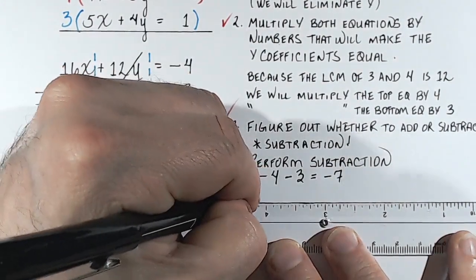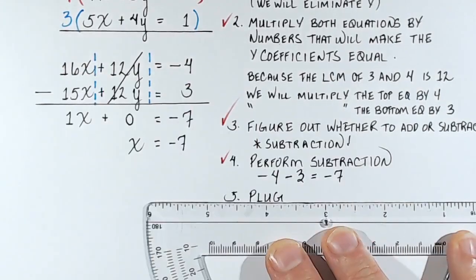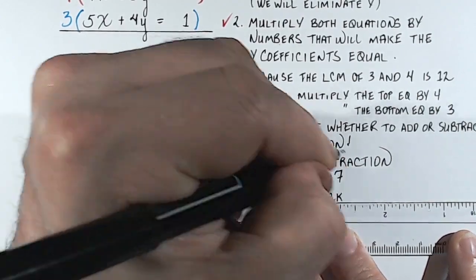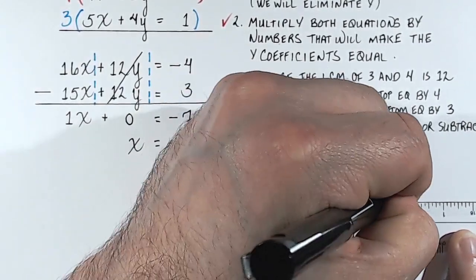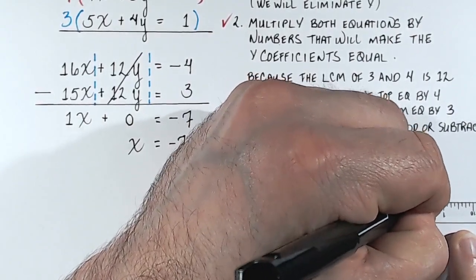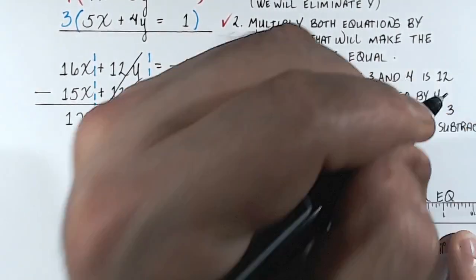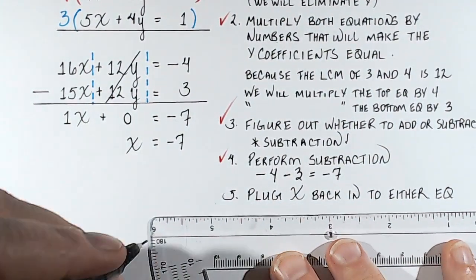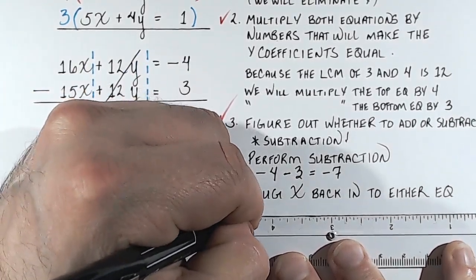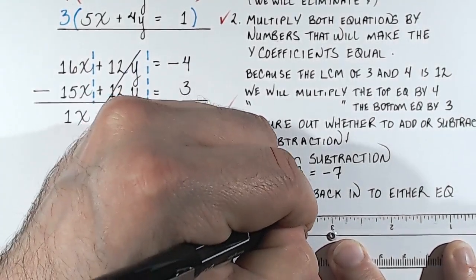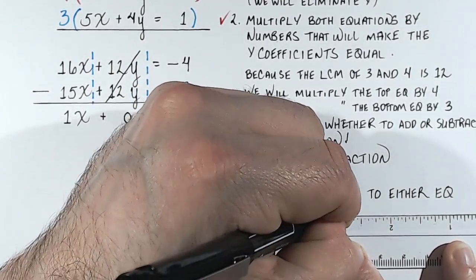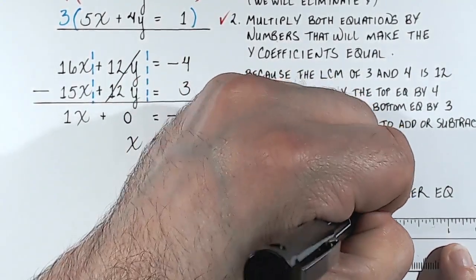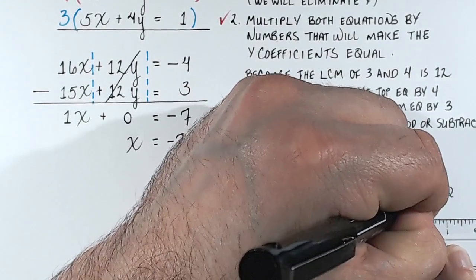which is plug x back in to either equation. Okay, so we got x is negative 7, so we're going to plug x back into either equation and solve for y. Okay, and remember here, that x equals negative 7.